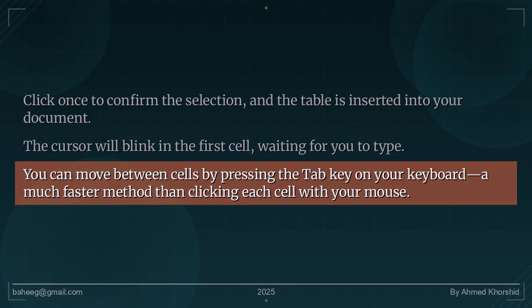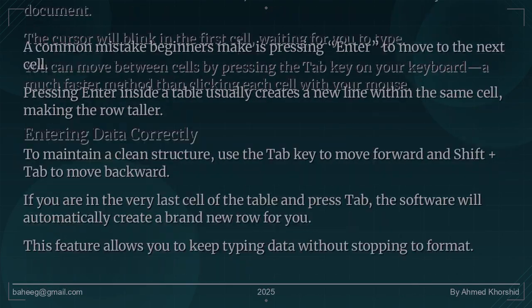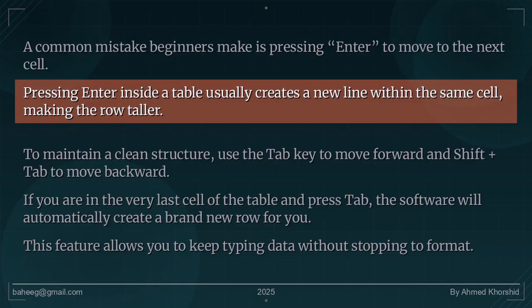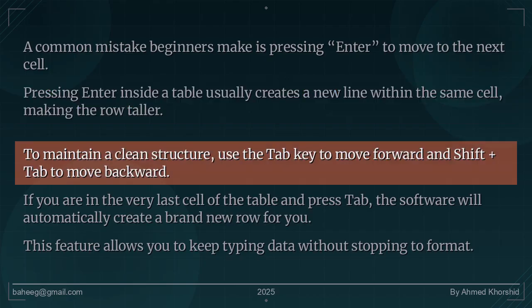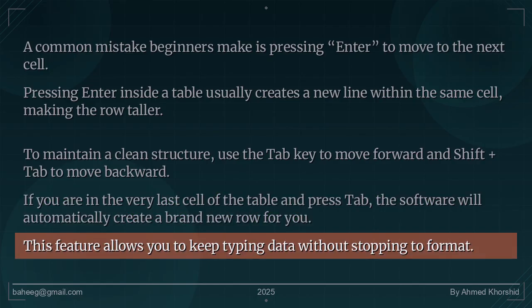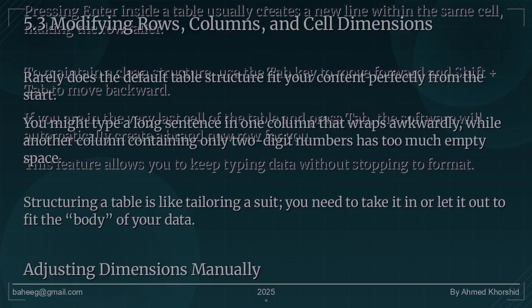Entering data correctly. A common mistake beginners make is pressing Enter to move to the next cell. Pressing Enter inside a table usually creates a new line within the same cell, making the row taller. To maintain a clean structure, use the Tab key to move forward and Shift plus Tab to move backward. If you are in the very last cell of the table and press Tab, the software will automatically create a brand new row for you. This feature allows you to keep typing data without stopping to format.